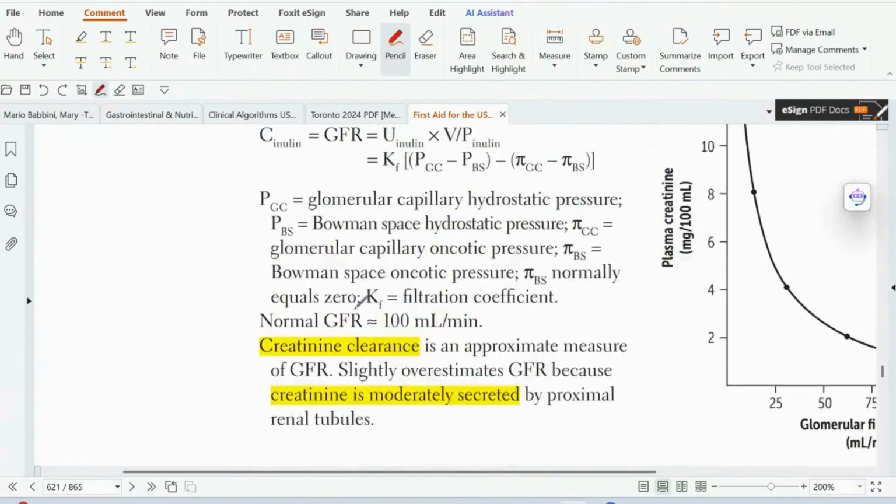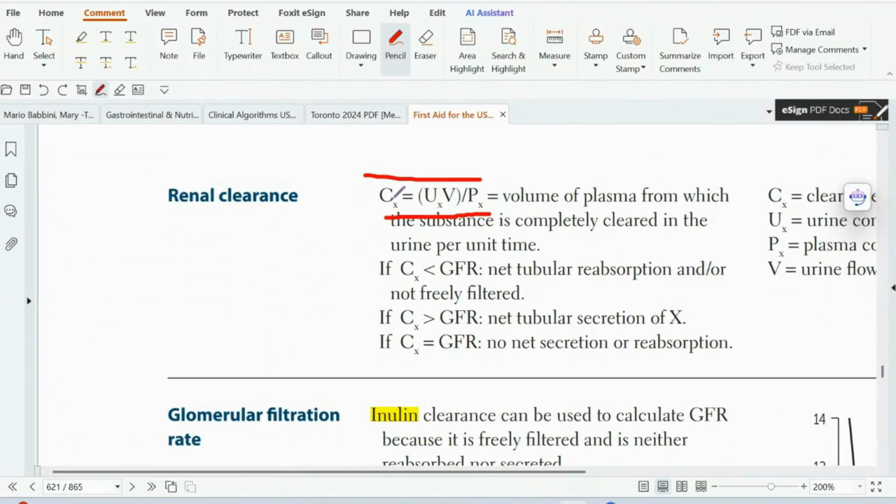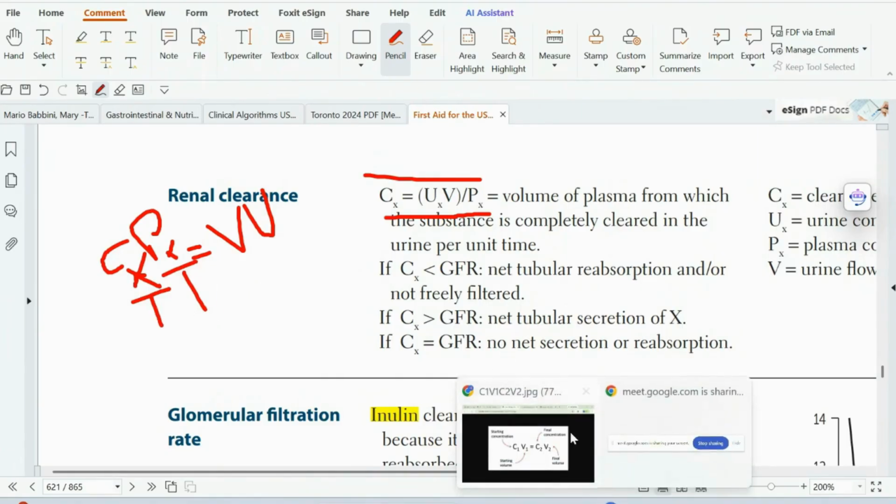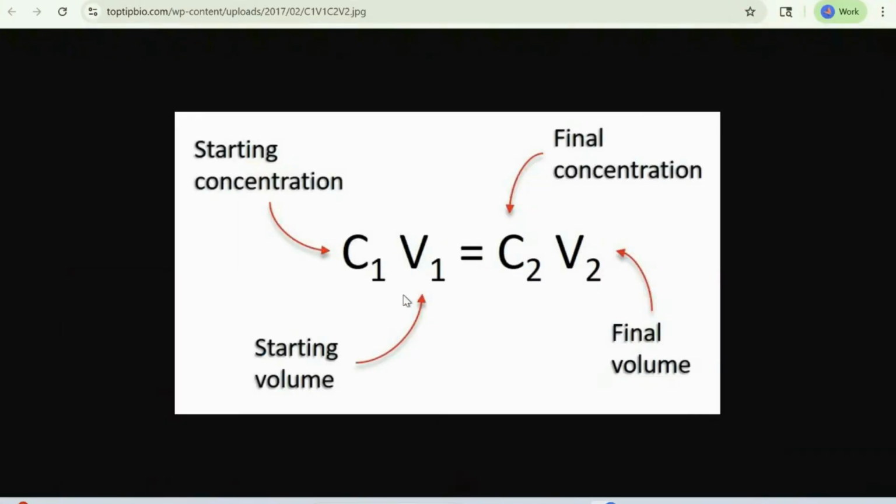Now we take a look at this. If I bring this denominator and cross multiply, what do I get? I get C_x P_x equal to U times V. Compared to that formula, this is the concentration of plasma. This is the volume of plasma going into your glomerulus. Don't get confused between the C's. C here represents the concentration; in our equation, it's plasma concentration.